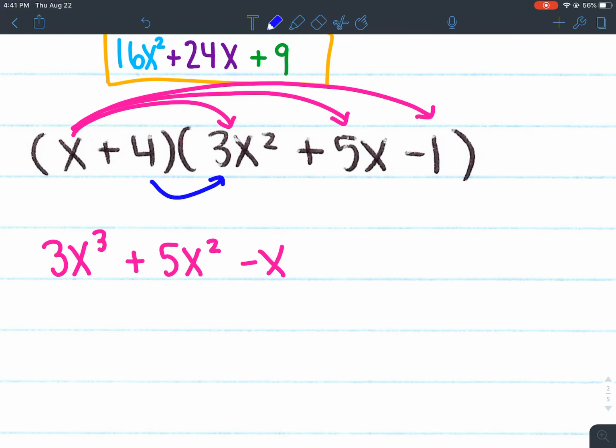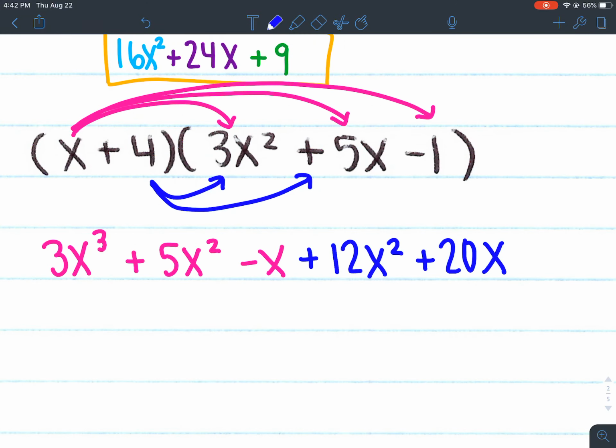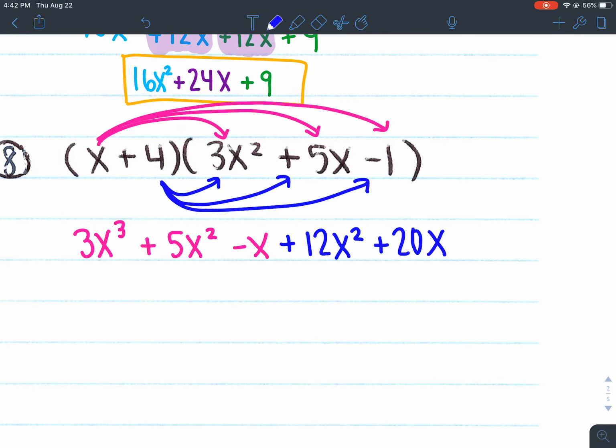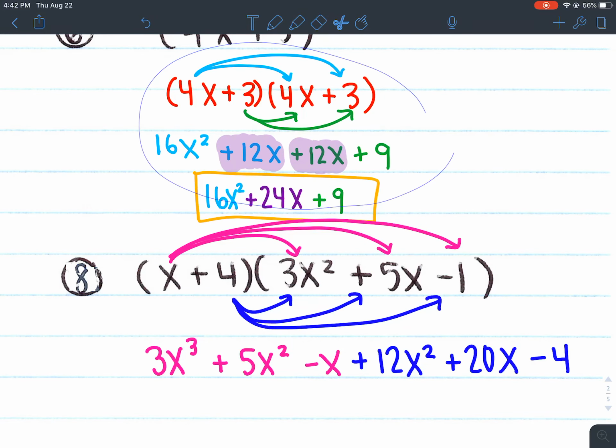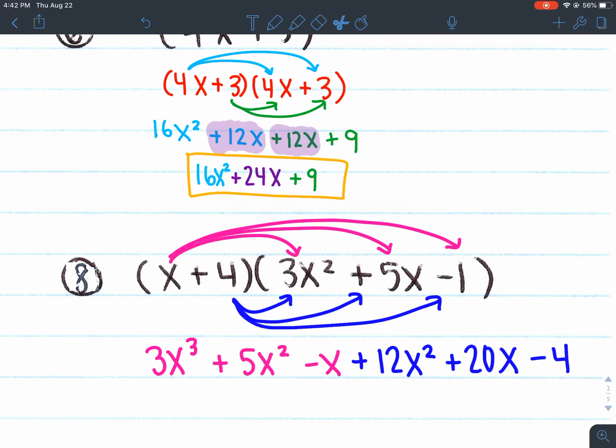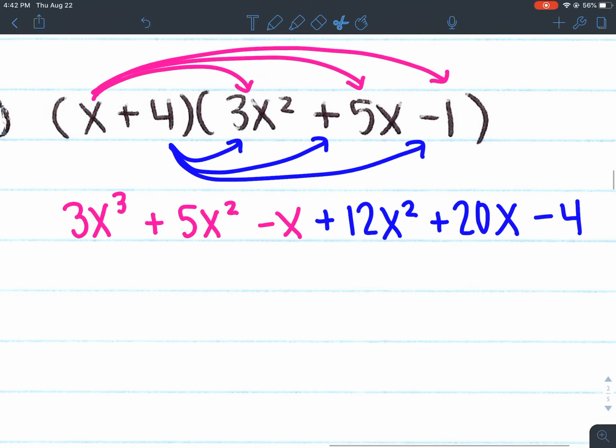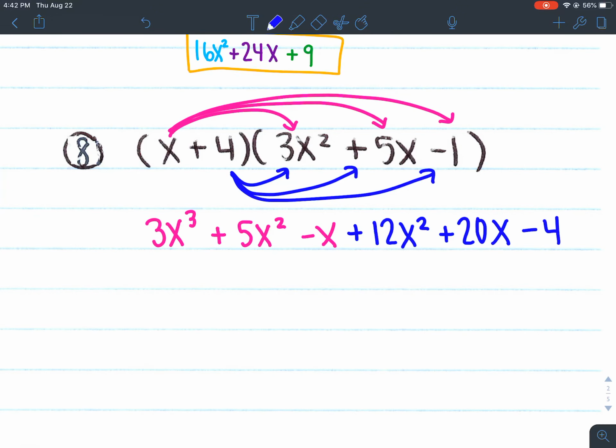Next, we have 4 times 3x squared, which is 12x squared. 4 times 5x is going to be 20x. And then 4 times negative 1 is negative 4. So hopefully we understand where all that came from. We're just distributing, right? So instead of distributing to a binomial, now we have a trinomial that we're distributing to. So it's just one extra step.